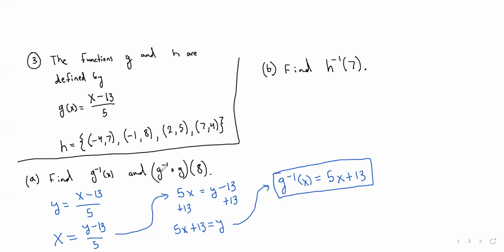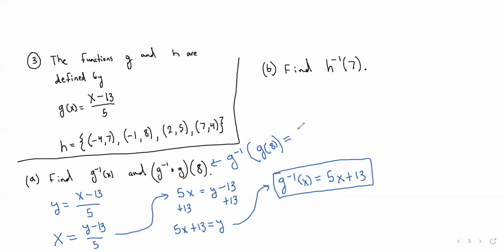And now they want us to find g inverse of g of 8. Remember, all this means is you plug in the number g of 8 into g inverse of x, like this, g inverse evaluated at g of 8. So what is g of 8? We just go over here to this equation and replace the x with an 8.